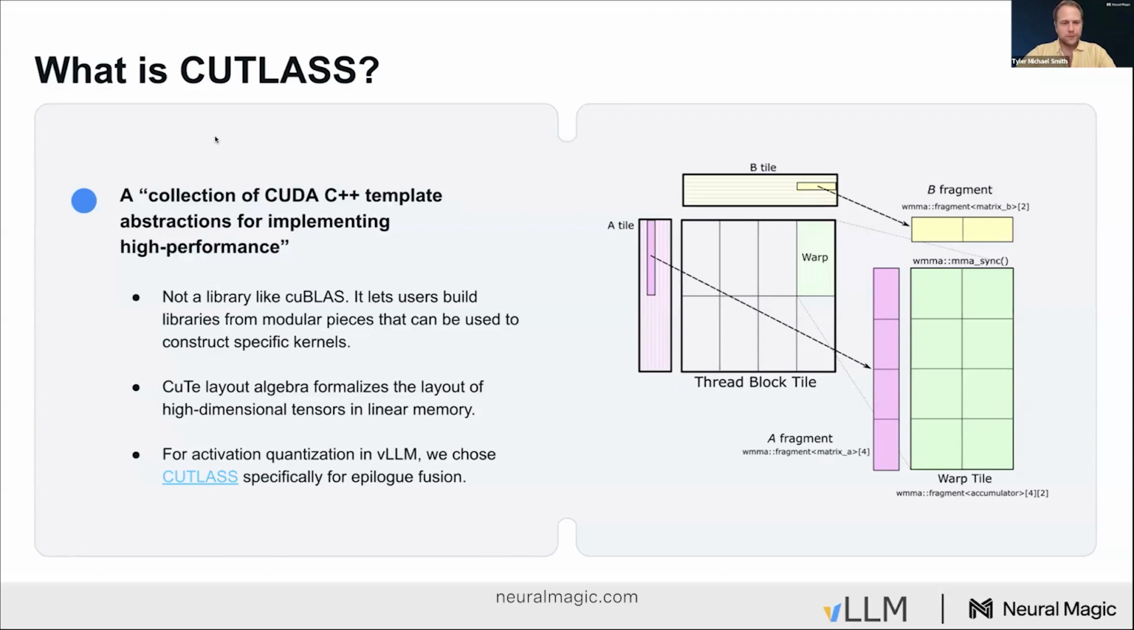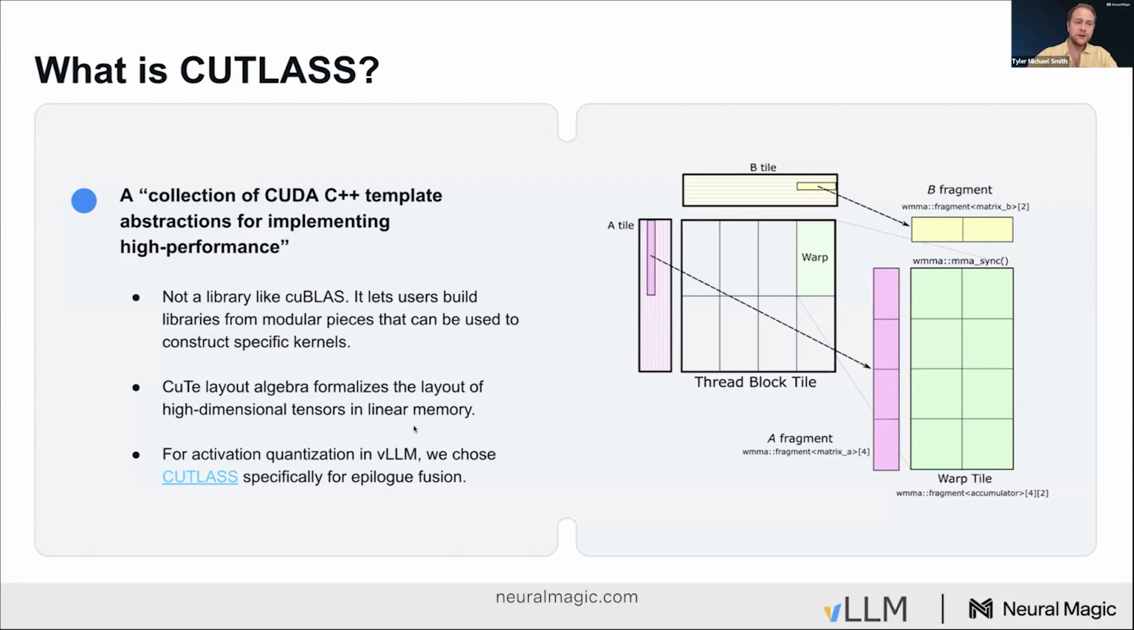Error builds, because I don't think they actually ship a binary. But it's really building blocks to let users like us build libraries from modular pieces that we use to construct specific kernels. It also has a layout algebra called CuTe that's really nice, that formalizes the mapping of high dimensional tensor space to an offset in linear memory, and a formal algebra to think about those mappings.